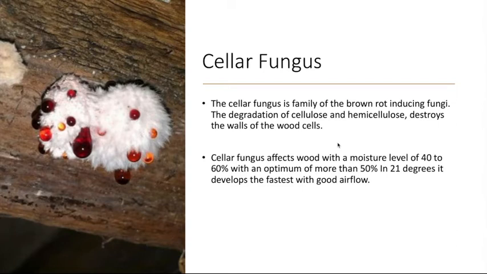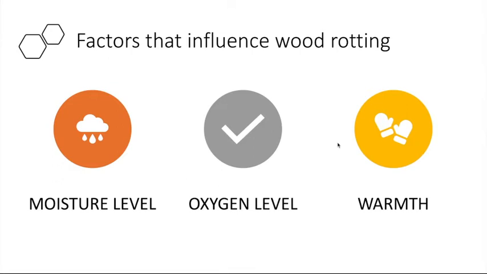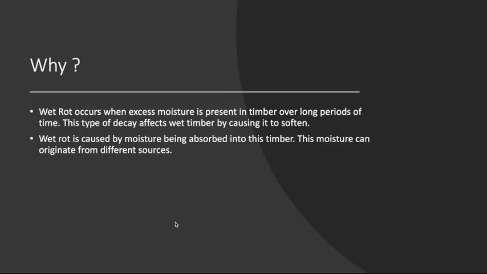with good airflow, of course. Now, that airflow brings us to these three main influential factors of wood rotting. We have moisture level, we have oxygen level, and we have warmth. So warmth would be temperature, oxygen would be airflow, and moisture would be the amount of dampness that may be in the environment absorbed into the timber. This moisture can originate from many different sources, as we can see.